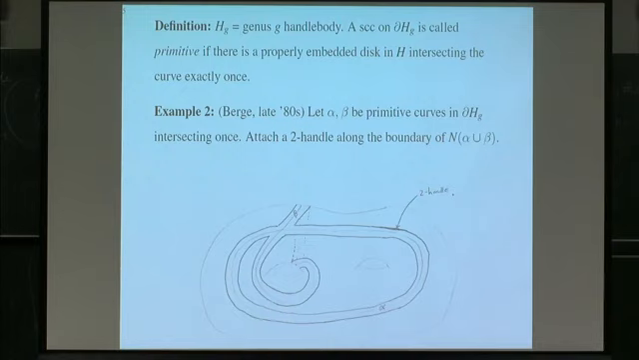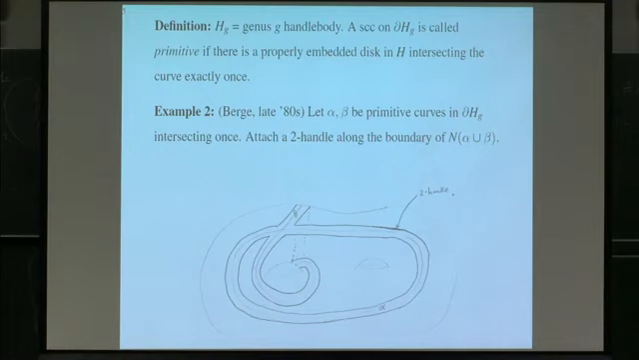for handlebodies, and this is due to John Berge. First, if you have a simple closed curve on the boundary of a handlebody, it's called primitive if there's a disk properly embedded in the handlebody that intersects that curve once. And the two things you need to know about primitive curves on the boundary of a handlebody are that a primitive curve is isotopic to a core of the handlebody. And the other thing is that when you attach a 2-handle along a primitive curve on the boundary of a handlebody, you get a handlebody back again.